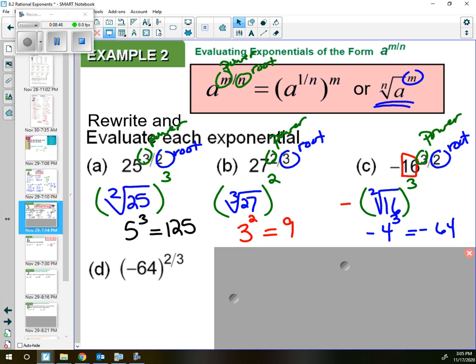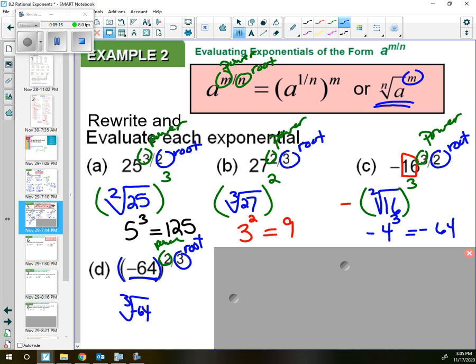All right, so how is letter D different than letter C? Well, once again, that negative is on the inside. It remains to be seen if that's something I can do. But the base then, what I'm actually doing the operation with, is going to be the negative 64 because it's on the inside of those parentheses. Always look for those grouping symbols. All right, so the root, and then we have our power. So same as in the last ones. So we have our cube root. So cube root of negative 64. And then we're going to take that and raise it to the 2nd power.